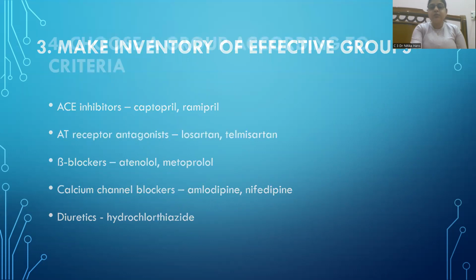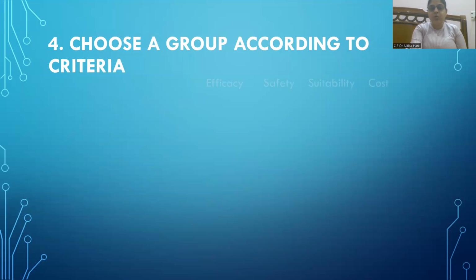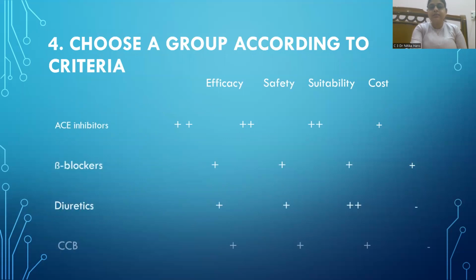These are the various groups of drugs used for the treatment of mild hypertension: ACE inhibitors, beta blockers, calcium channel blockers, diuretics, and angiotensin receptor blockers. Now, from these, we choose the effective group. First of all, ACE inhibitors. These are the most efficacious group of drugs, and the patient is less than 55 years of age. So ACE inhibitors are the drug of choice for patients less than 55 years of age, according to the new JNC guidelines.